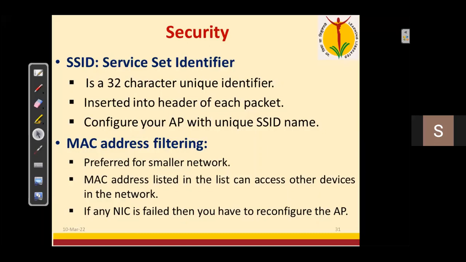Another, in case of your desktop or your laptop, those are filtered through the MAC address. Because for your laptop and the PC, we have a unique address, and through that we can communicate to the other devices there.